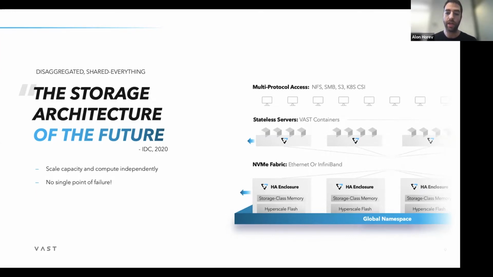Each one of these HA enclosures, HA stands for high availability. Within a VAST cluster, you can't have a single point of failure. So each one of these components should be able to fail. You can fail a server, you can fail one of these containers. Within those highly available enclosures that have lots of flash, we also have two servers inside, two controllers, to be able to protect and really expose the flash on these enclosures in case one of them fails.